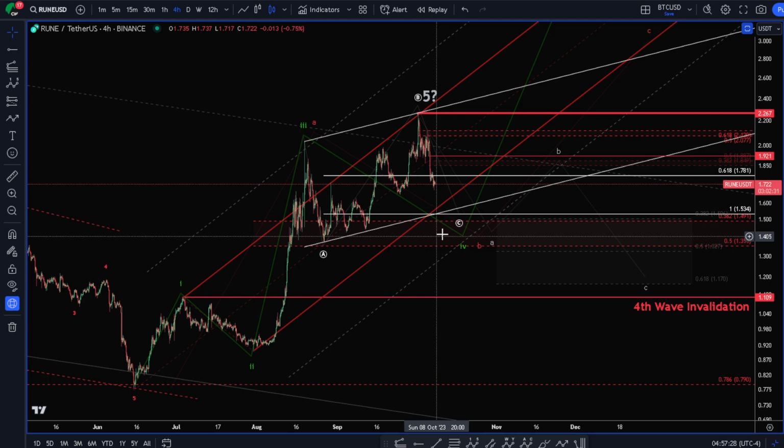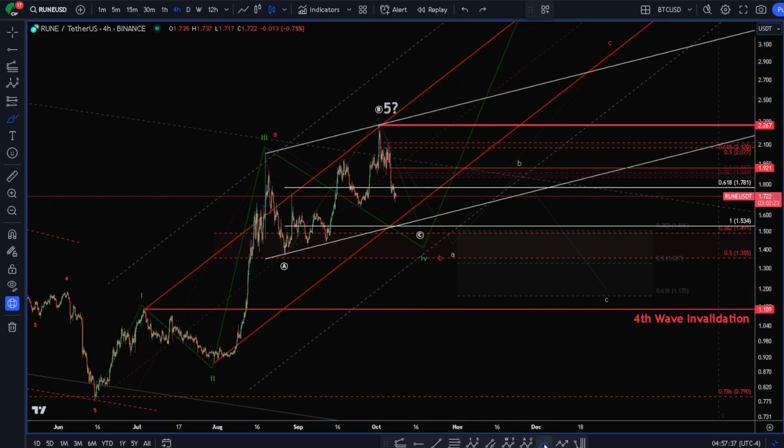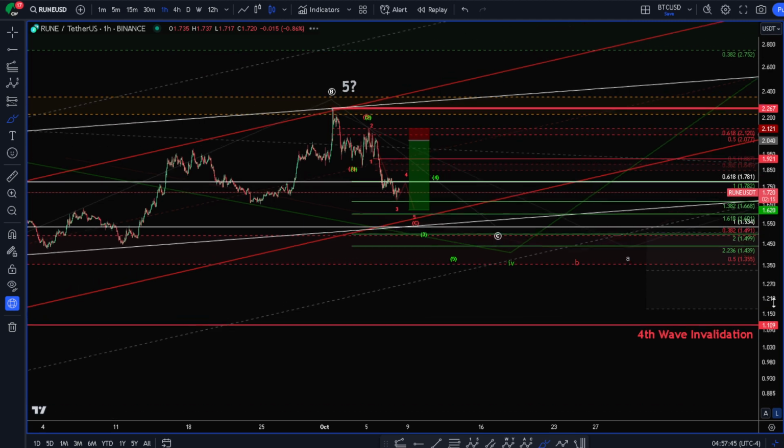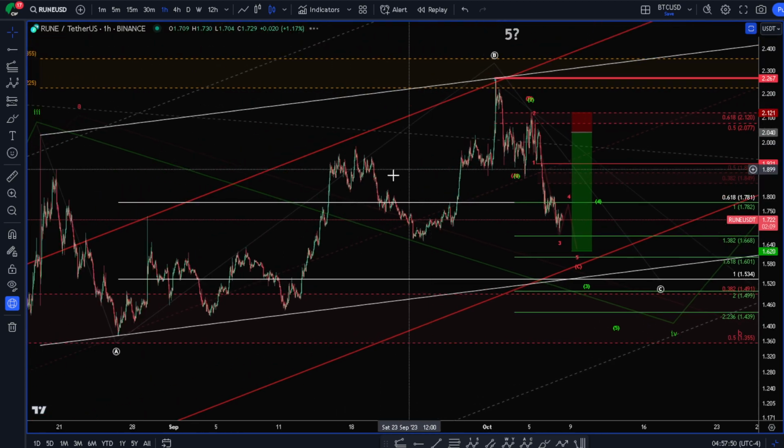But you can see we have a very high probability of coming to this area here. This area here in all of our counts. So I'll leave that link in the description if you want to go more in depth in my last video. But this is more for updating the trade setup I took for those of you who may have taken it as well.